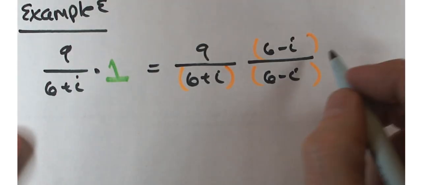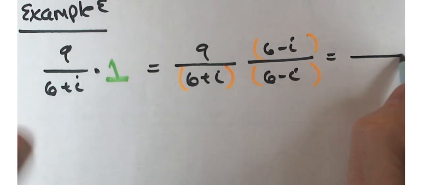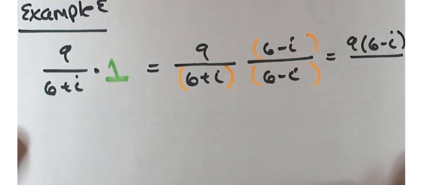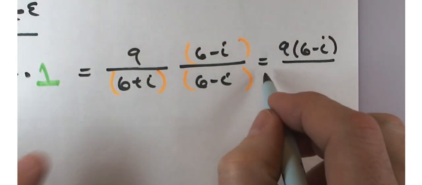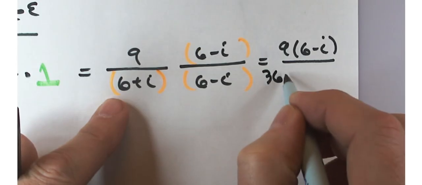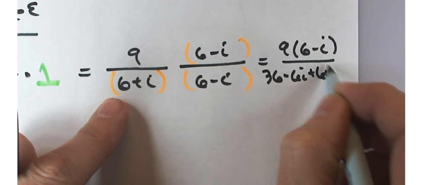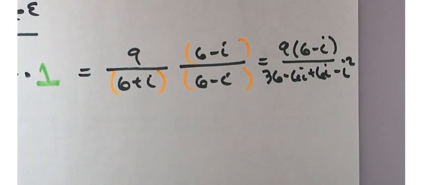And let's see. Sometimes I hold off on distributing, so I'm going to leave it as 9 times 6 minus i in the numerator. But in the denominator, I'll get 36 minus 6i plus 6i minus i squared. Now that looks like a big mess, at least for the moment, but it's not too bad.